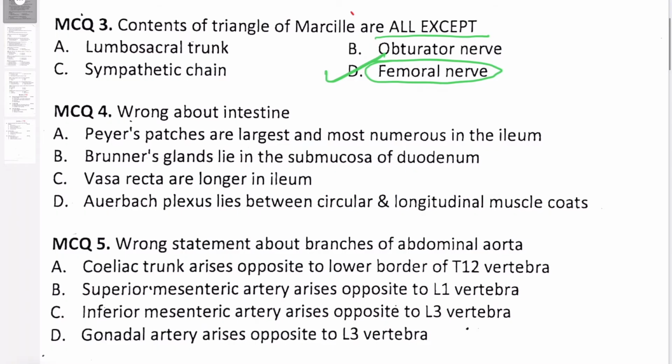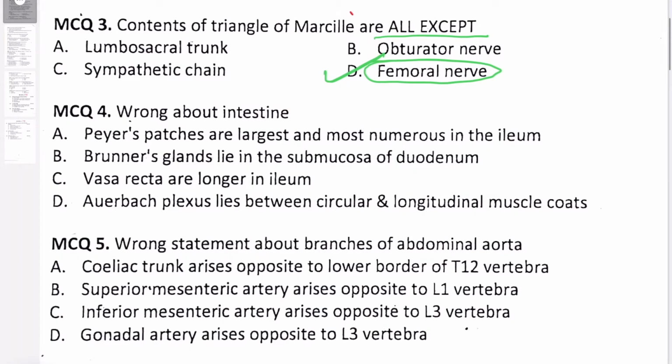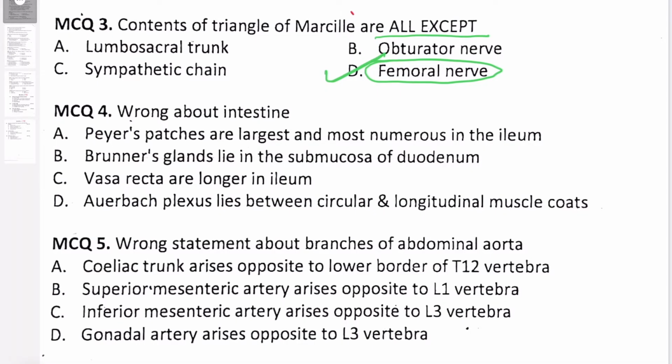Question number 4 is wrong about intestine. Peyer's patches are largest and most numerous in the ileum. Brunner's glands lie in the submucosa of the duodenum. Vasa recta are longer in ileum. Auerbach's plexus lies between circular and longitudinal muscle coats, which is a wrong statement. This question is actually about the microanatomy of the small intestine. So for that, you need to draw an image, a cut section.